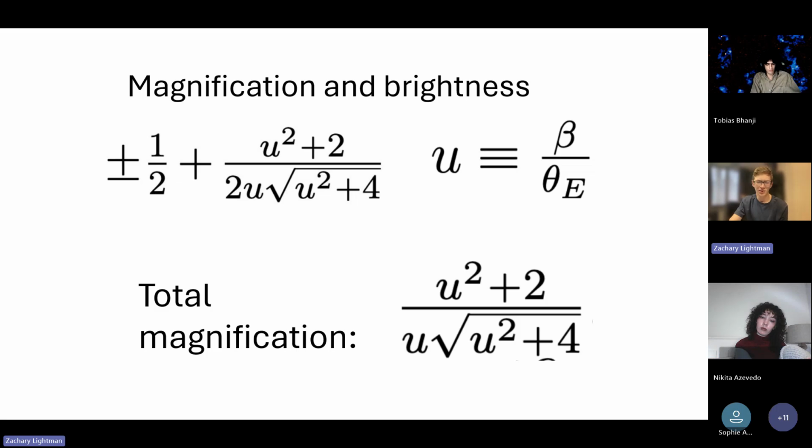And so the top left expression is the magnification from each point source that we see, each theta, theta plus and theta minus. So when we add them together, we get the total magnification, see at the bottom.